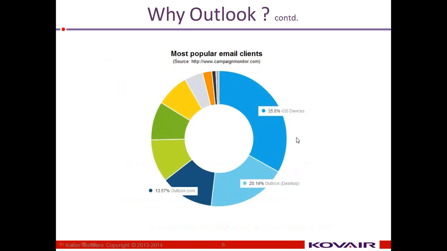This is another slide which shows the percentage of different email clients. Of course the numbers do not match because that was from a different source, this is from a different source, and the methods they use to track these email clients are different. Here it shows that 35% is for iOS devices, 20% is for Outlook, and 13% for Outlook.com, that is the hosted Outlook service. So it's a pretty popular tool.